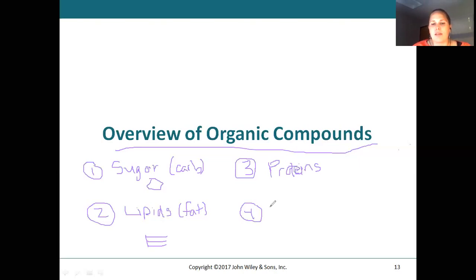And then lastly, we'll mention DNA and maybe mention a quick bit about RNA, deoxyribonucleic and ribonucleic acids, which are going to be the genetic material for cells. So the overview of organic compounds, the 4 macromolecules we'll talk about today, are sugars, also called carbohydrates, lipids, which are also called fats, proteins, and then DNA and RNA, the nucleic acids.